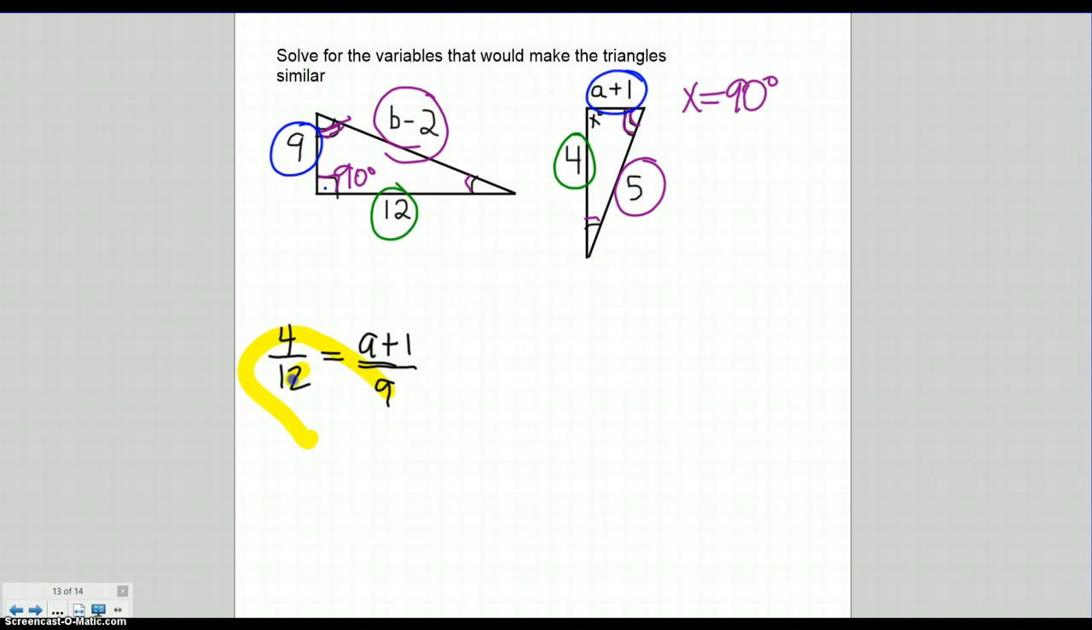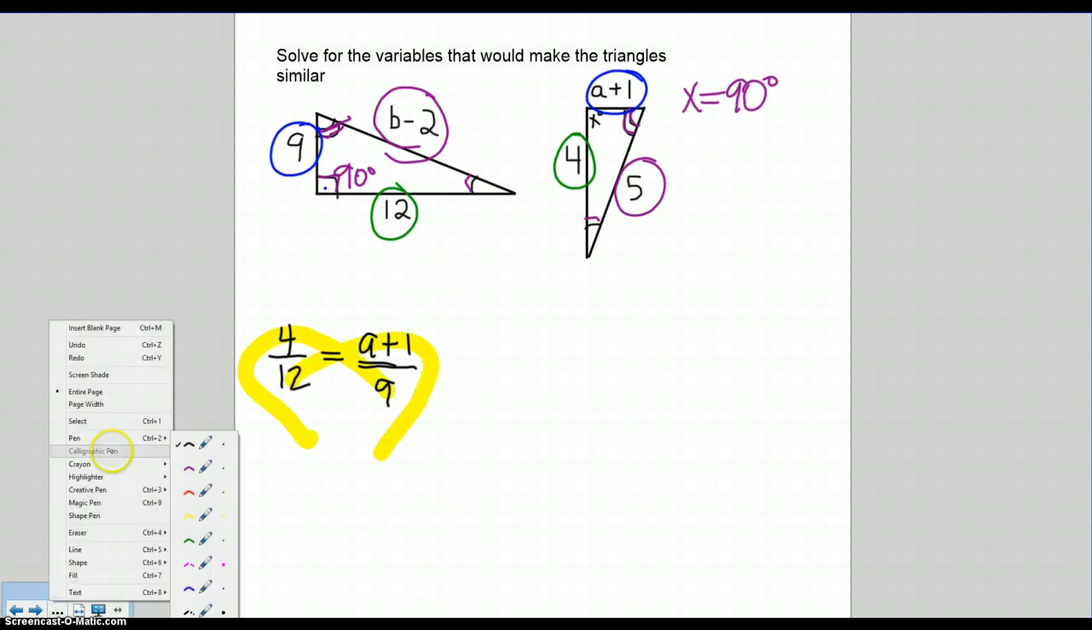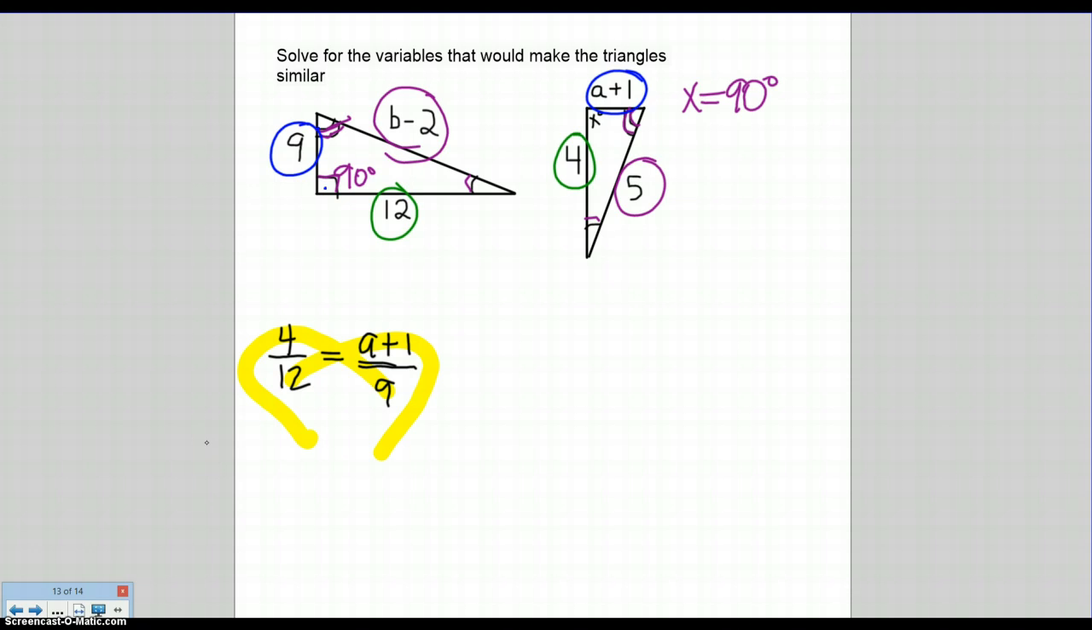So, cross multiply. This one requires a little bit of extra work, because first thing you've got to do is, what is 9 times 4? 9 times 4 is 36. Then you have 12 times a plus 1 in parentheses. So we're going to start by distributing that 12. So we have 36 equals 12 times a is 12a. And then 12 times 1 is just 12.